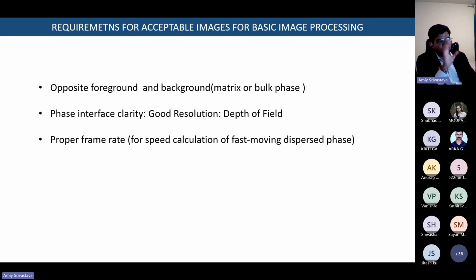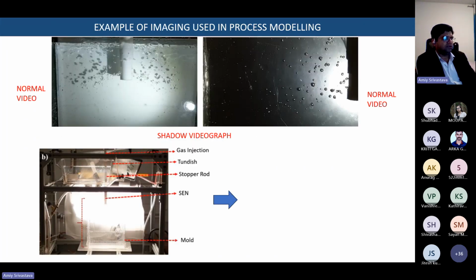Proper frame rate is also important for speed calculation because bubbles are moving very fast. If you don't have a proper high speed camera, which can get you to 1,000 or maybe 4,000 frames per second, then you will not be able to identify the speed of those fast moving disperse phases. So proper frame rate is also important. Now, one by one, we will take all these three things.